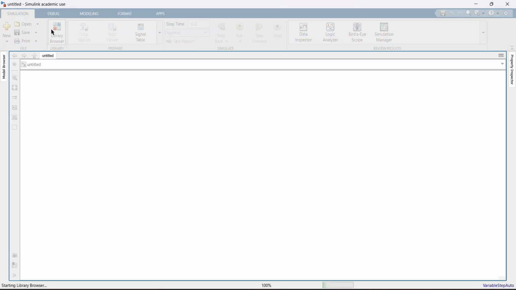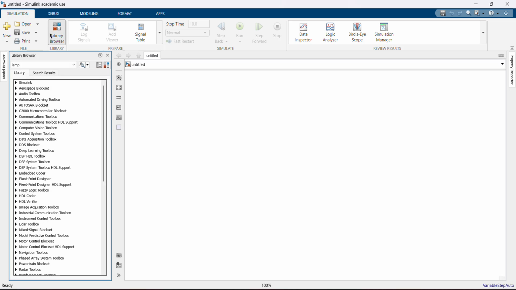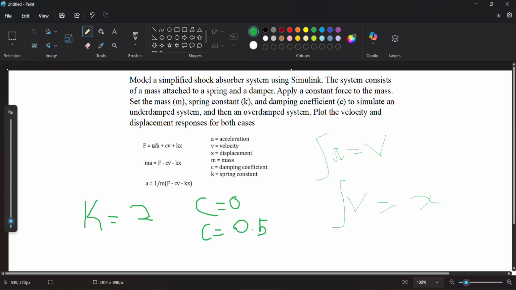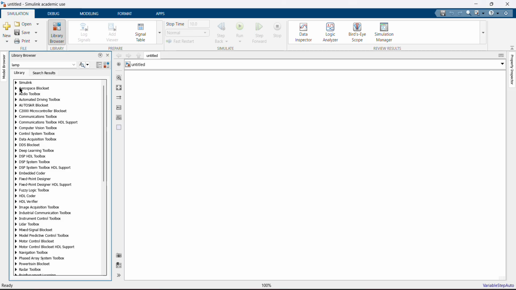So open the library. Now as per our equation, I am going to simulate it from the right hand side. So I am going to simulate this equation. First on the right hand side, inside the bracket we have F, cv and kx. So for F, I am going to use a constant block.